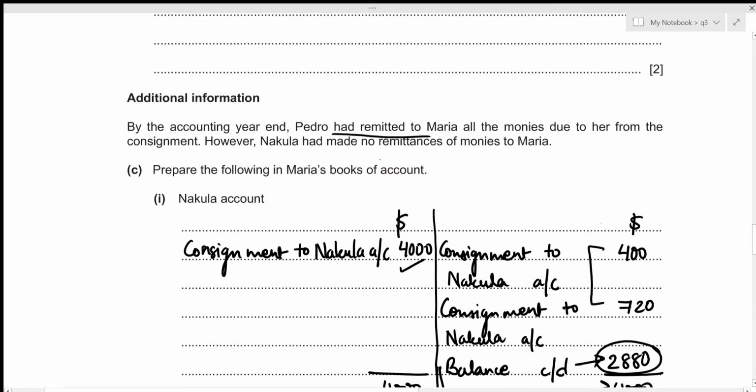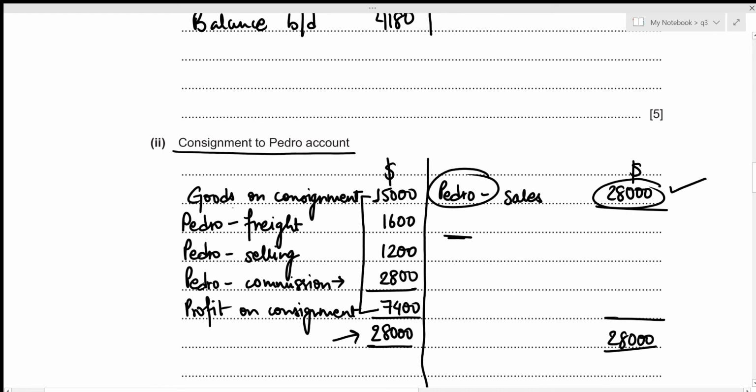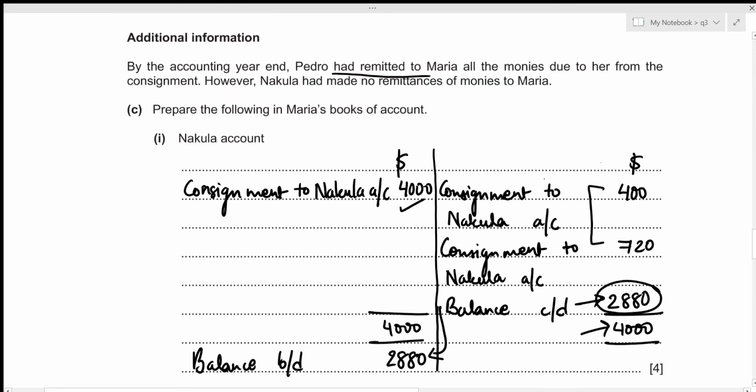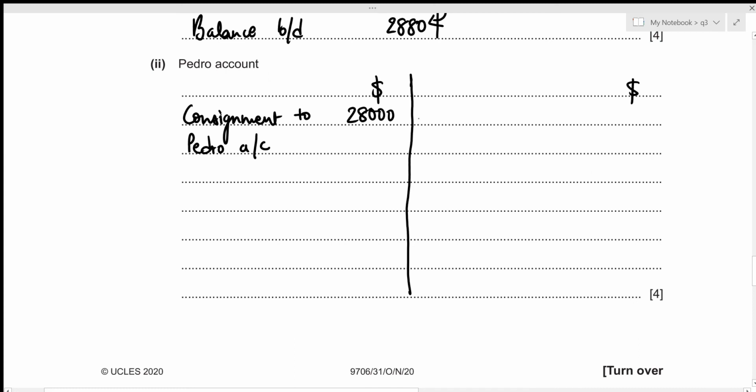Okay, let's have a look above again. We have Pedro on the debit side amounting to 1600. So under Pedro account, this value of 1600 will be recorded under the heading of consignment to Pedro account, but on the opposite side, which is the credit side. Let's do that. So that's consignment to Pedro account, and this reflects the freight charges of 1600.